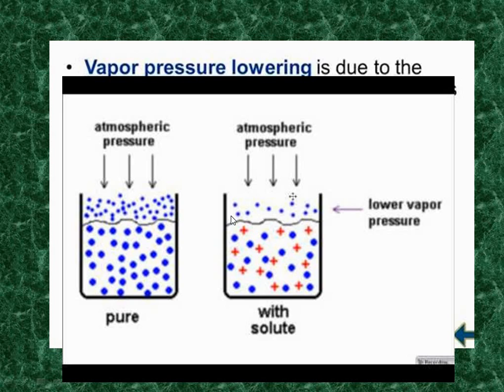So if the vapors are lesser, then automatically you can see that a lesser vapor pressure will be there. So this is how solute forms lesser vapors, which automatically results in the lowering of vapor pressure.